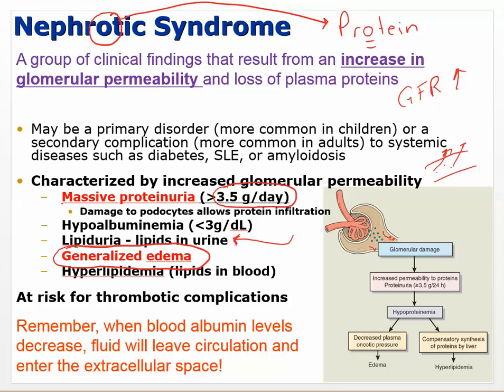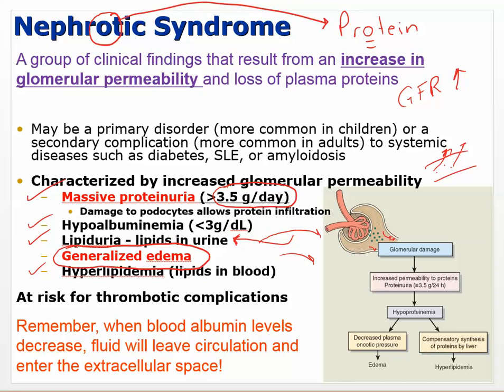Okay, so this is what we're looking at. So we have a lot of protein in the urine. We don't have enough protein in the blood. We have way too many lipids because the liver was kicked into overdrive to try to make up for those proteins, and it's also producing more lipids, but you have increased permeability, so you're going to see those lipids coming out in the urine. You're going to see them in the blood, so increased lipids all across the board.